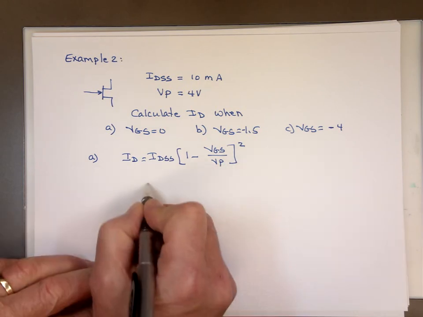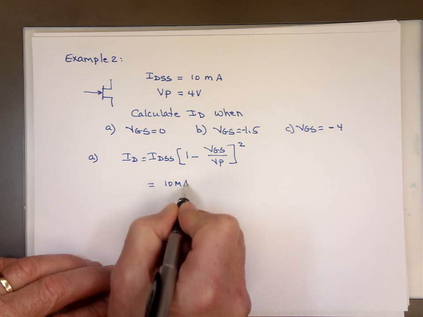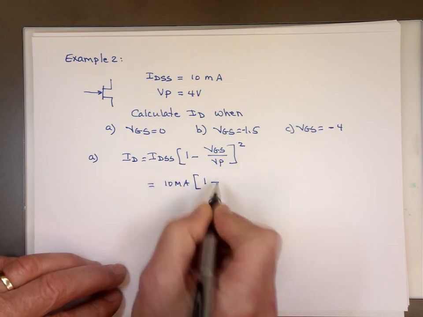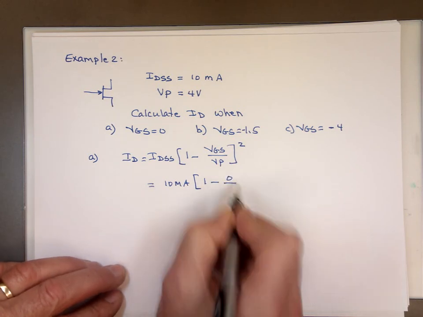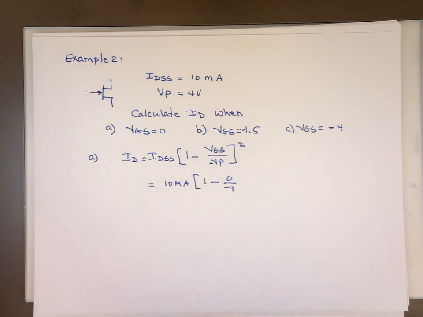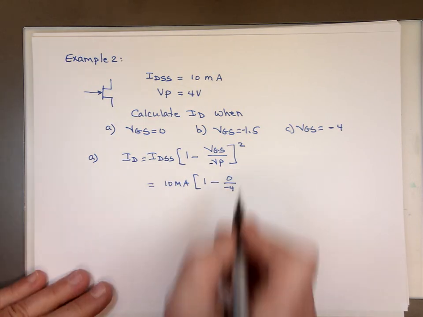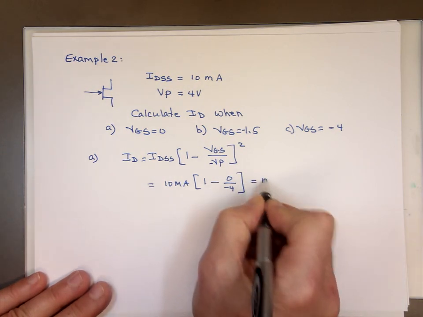So what is that equal to? I sub DSS, which is 10 milliamp. It's 1 minus, and VGS is 0. 0 over negative 4. So I should put negative VP here, because pinch-off is positive there. So that will give me what? 10 milliamp.